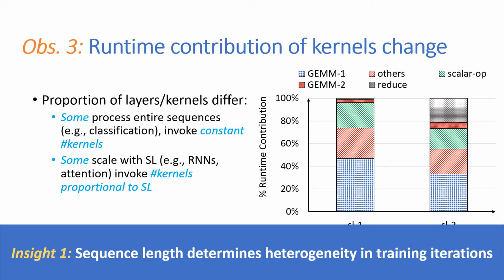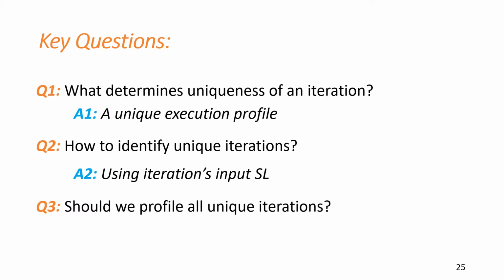With these observations, we draw the key insight that sequence length is a key determinant of heterogeneity in training iterations, and we can use it to identify unique iterations. The final question that remains is whether we should be profiling all unique training iterations.